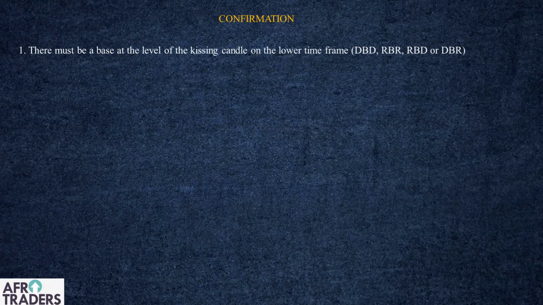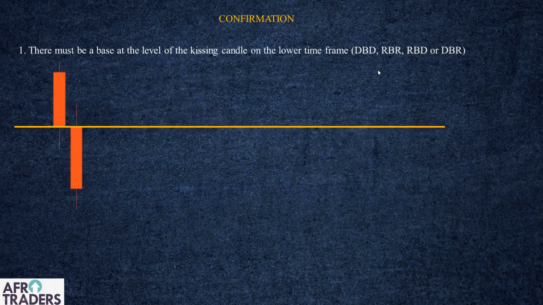Here is the first thing: there should be a base at the level of the kissing candle, or the hidden base. At that level, when you go to a lower time frame, there should be a base there. It could be a drop base drop, a rally base rally, a rally base drop, or a drop base rally. For instance, these are hidden bases.